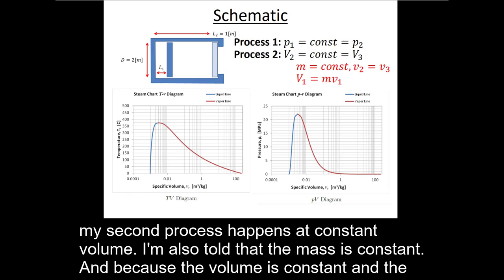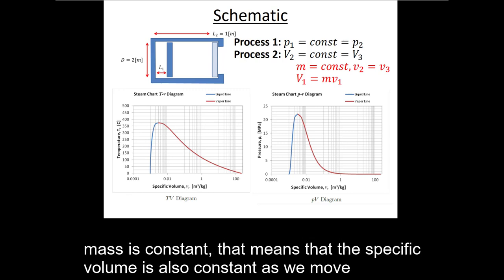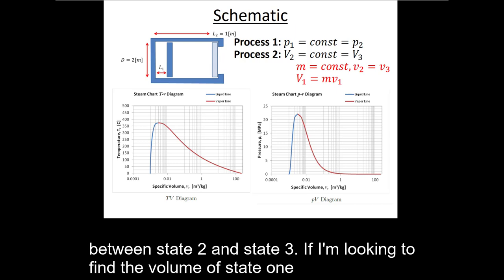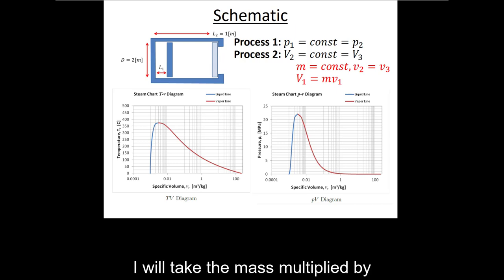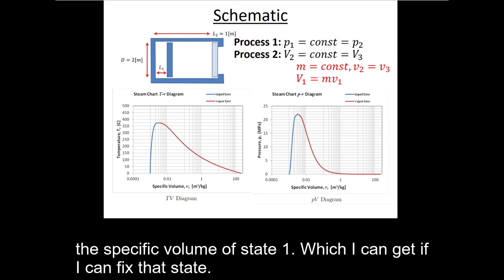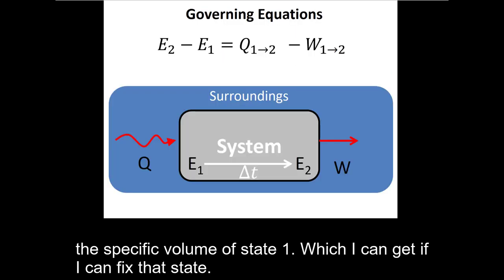And because the volume is constant and the mass is constant, that means that the specific volume is also constant as we move between state 2 and state 3. If I'm looking to find the volume of state 1, I will take the mass multiplied by the specific volume of state 1, which I can get if I can fix that state.